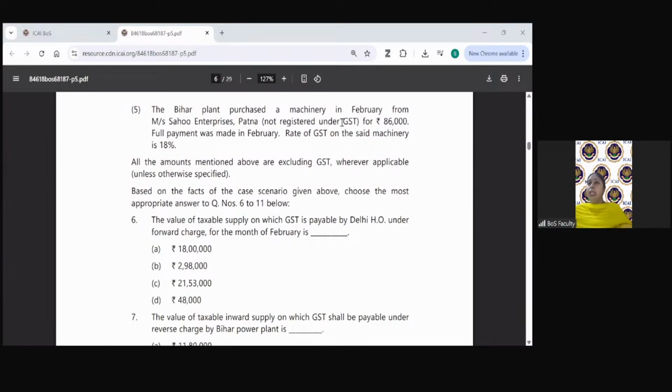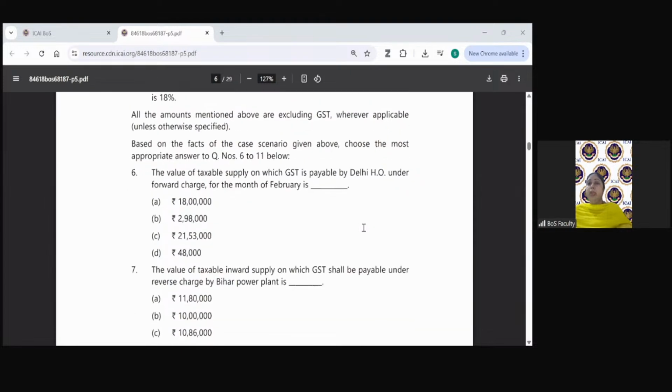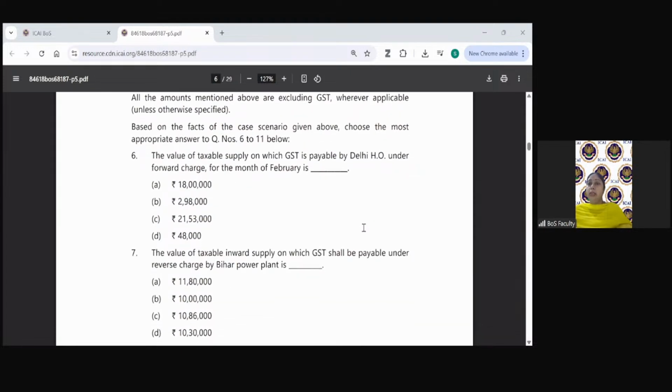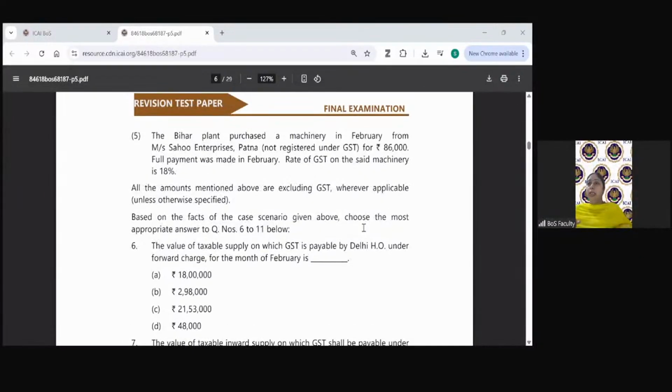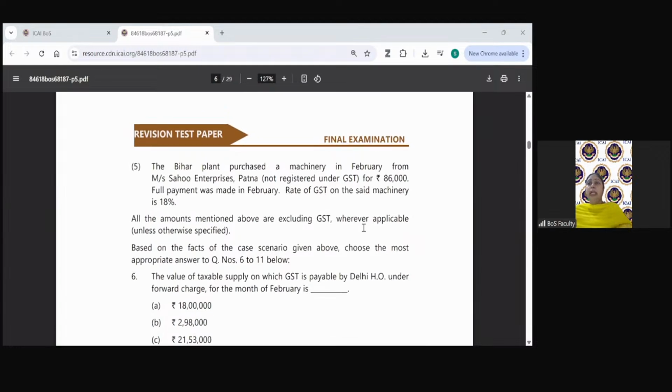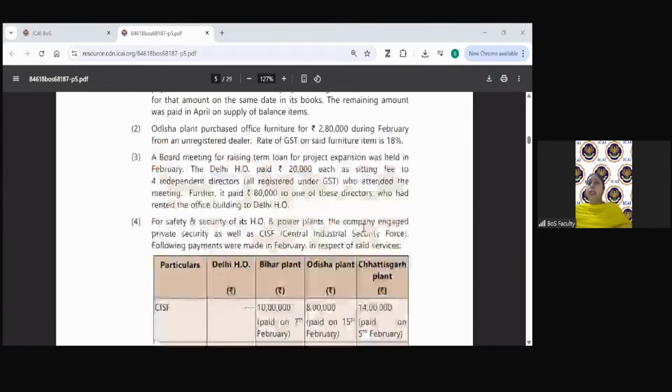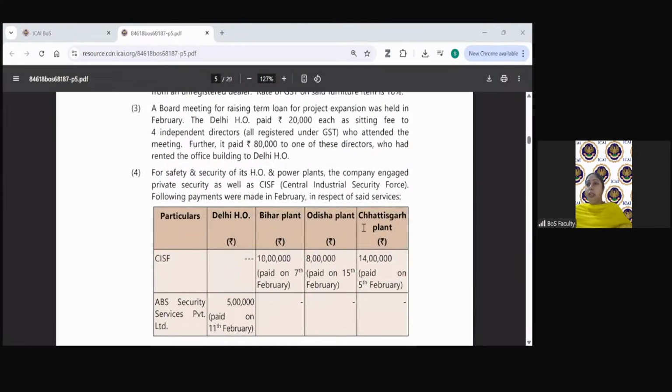Unregistered person, we have taken from him the machinery worth rupees 86,000. And the options given to you are these. So Bihar Power Plant has purchased one machinery of rupees 86,000 from an unregistered person. It has taken the security services.